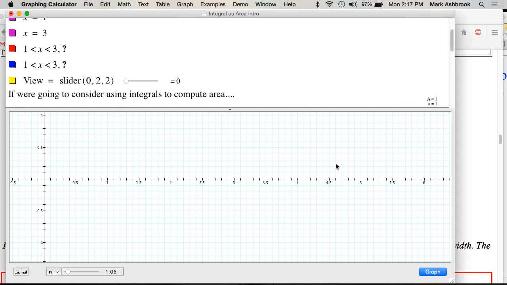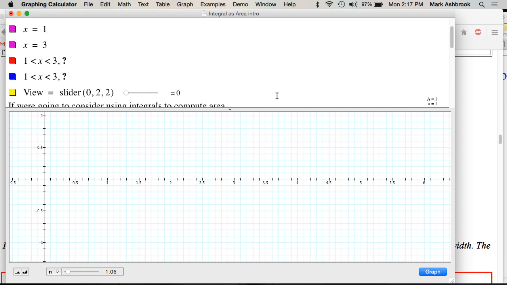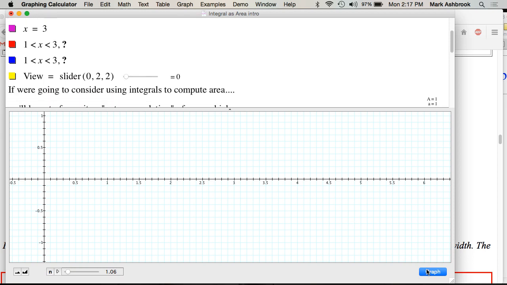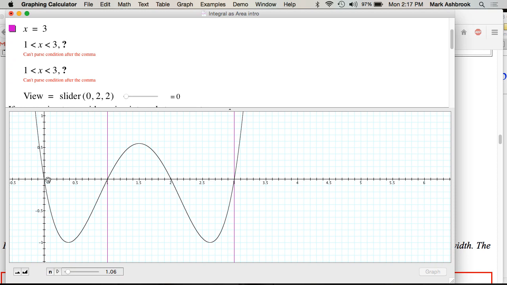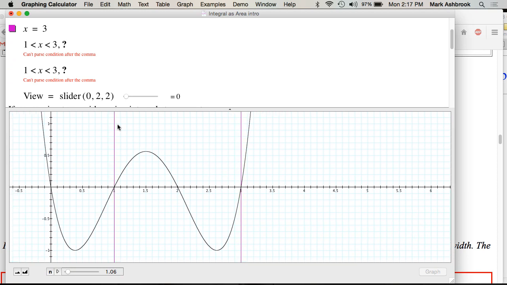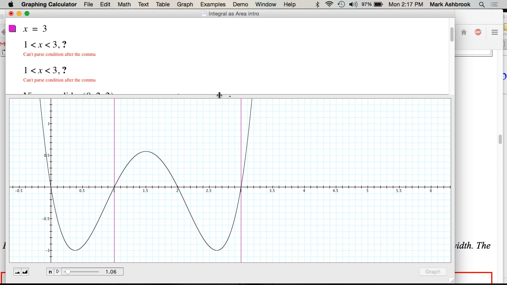So let's just practice here. I've got a graph of a function, and we're going to focus specifically between x equals 1 and x equals 3.